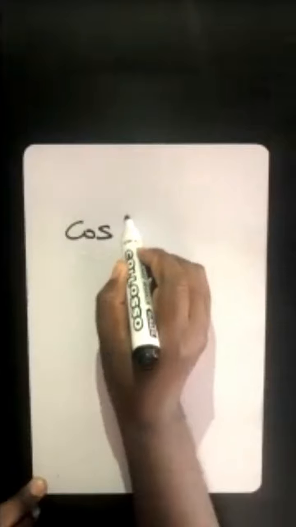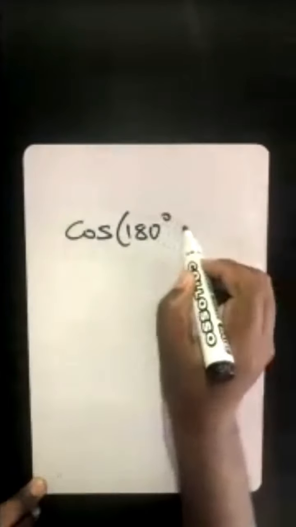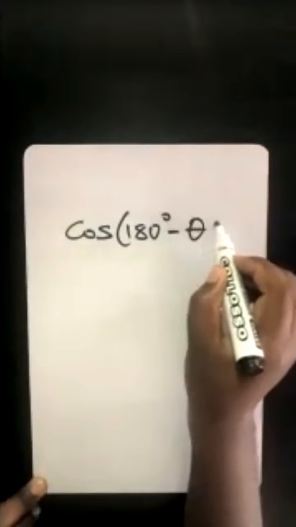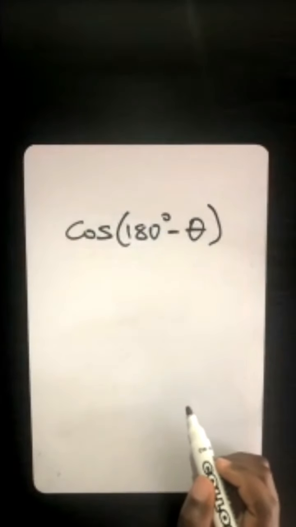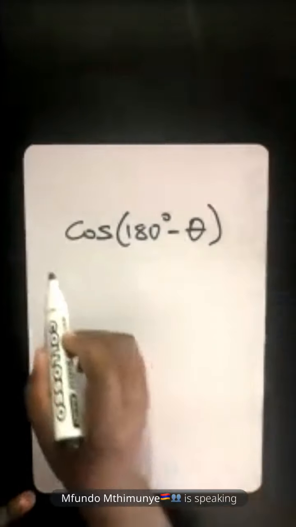But let me just quickly do something that I think might blow your mind, even though I notice I'm remaining with 6%. Let's say we have cos of 180 degrees minus angle theta. I want to explain to you why.